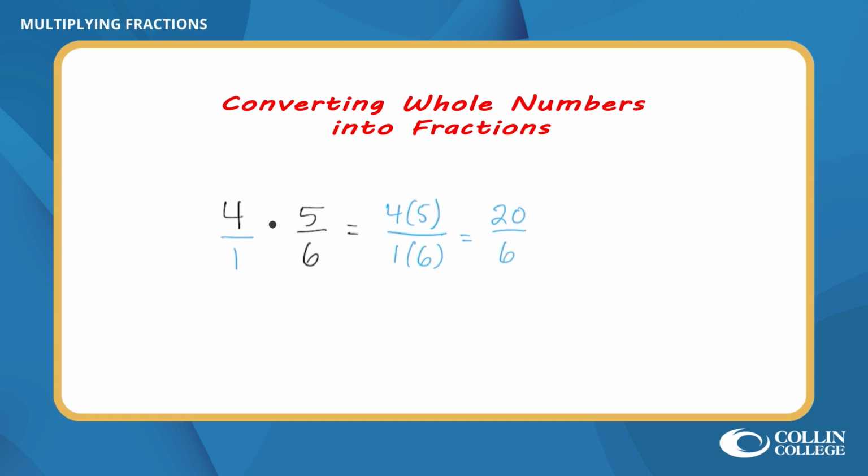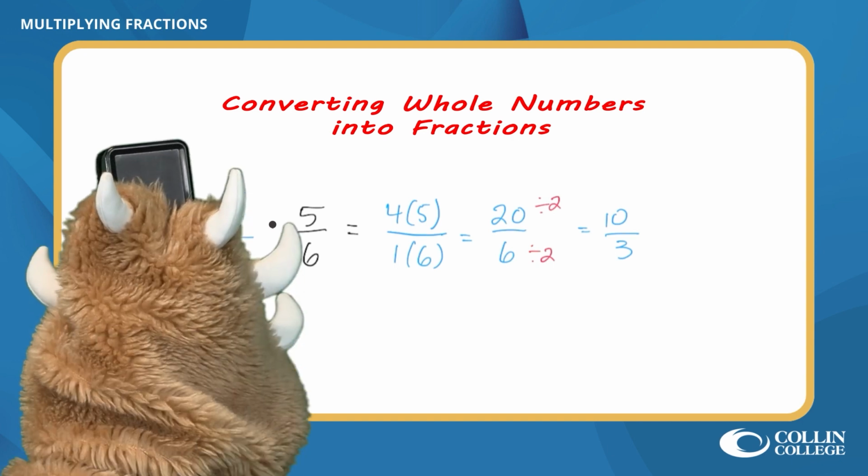For our last step, we want to simplify the fraction. 20 and 6 are both divisible by 2. So I'm going to reduce the fraction by 2. 20 divided by 2 is 10, and 6 divided by 2 is 3. 10 and 3 do not share any common factors, so that is our final answer.